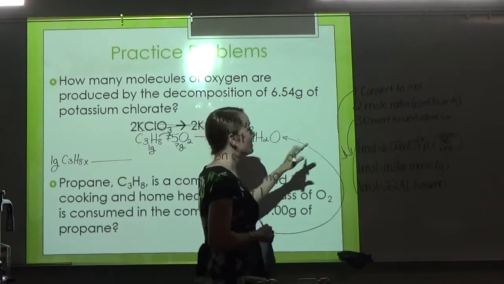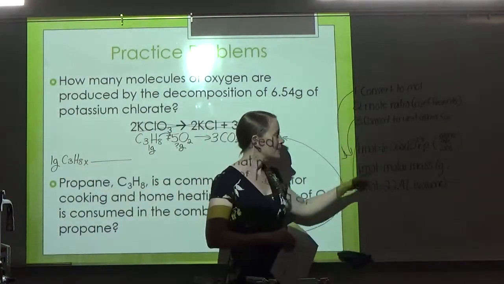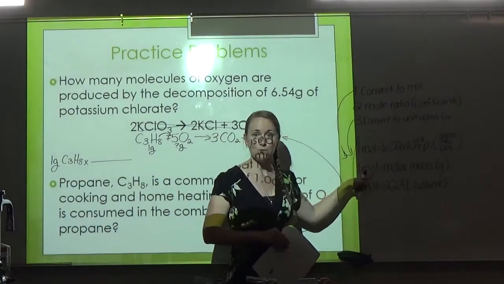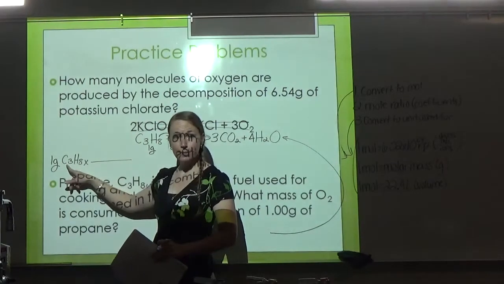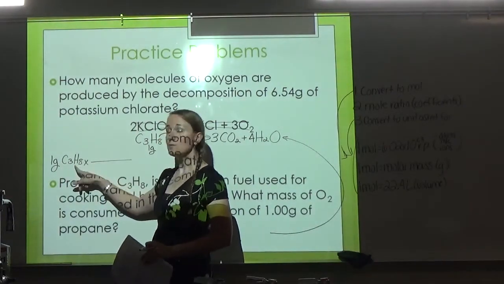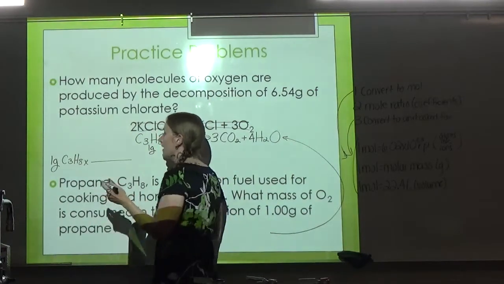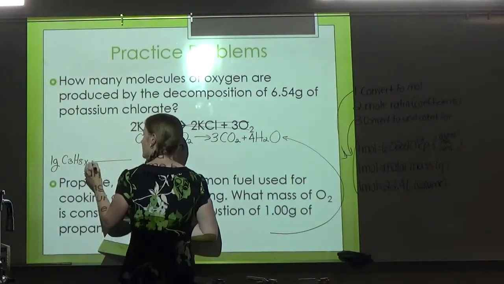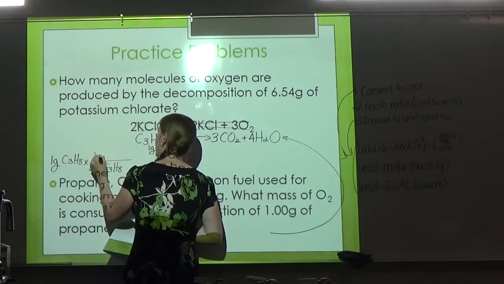So my first step is to convert to moles. Well, since they gave me grams, I need to use the molar mass to get to moles. So I add up C3H8, so C is 12 on the periodic table times 3. H is 1 times 8, so when I add that up, I got about 44 grams per mole. So since grams is on top, my 44 grams goes on bottom, and my 1 mole goes on top.